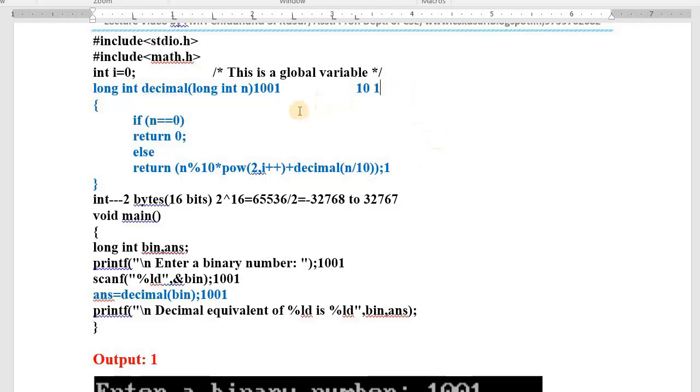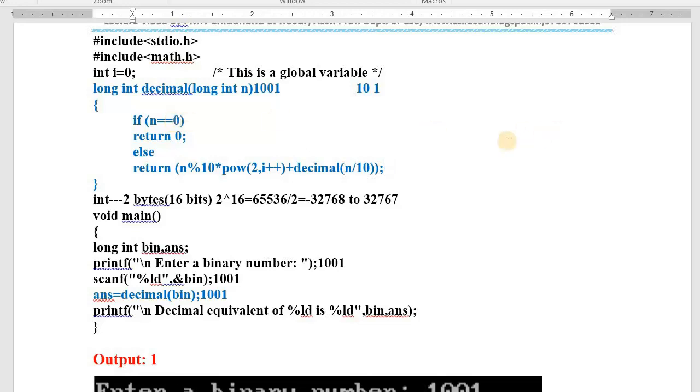Is 1 equivalent to 0? No. 1 mod 10 is 1. 1 into 2 raised to 3. Then 1 upon 10 is 0.1. That is 0. That means what happens, do you know? Whenever this n becomes 0, it returns 0.